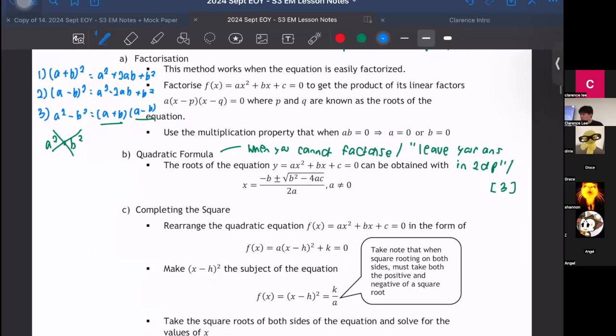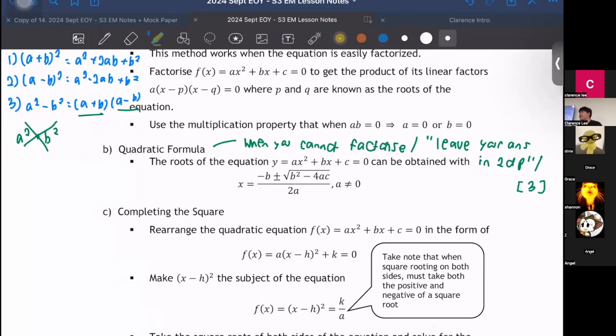Okay. One thing to note, your square root cannot be negative. So in the event the value inside your square root is negative, it just means that there is no solution. Okay.